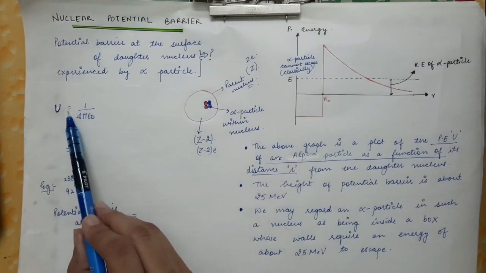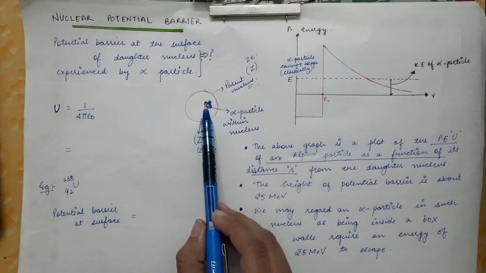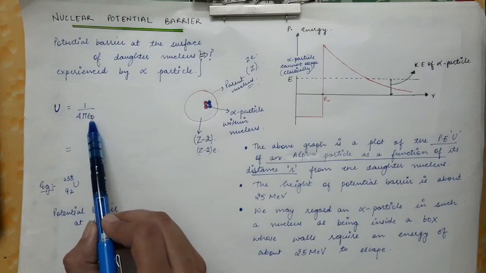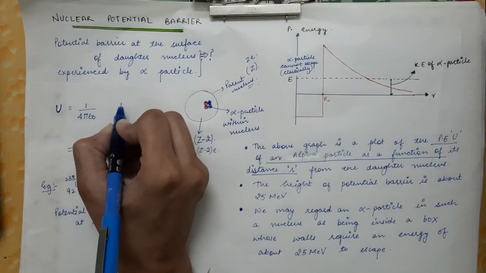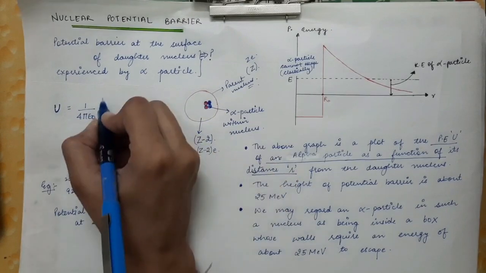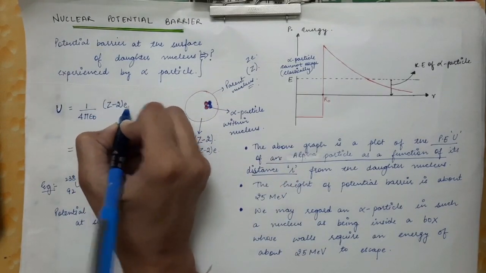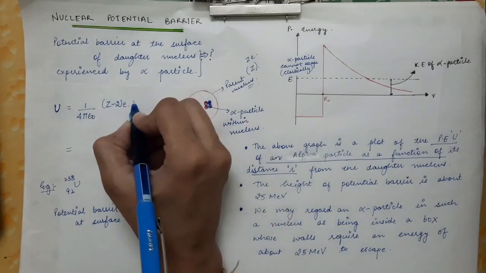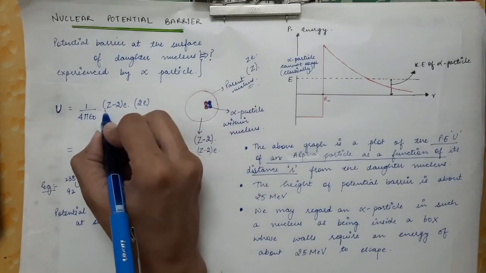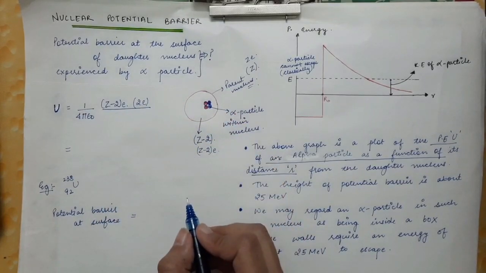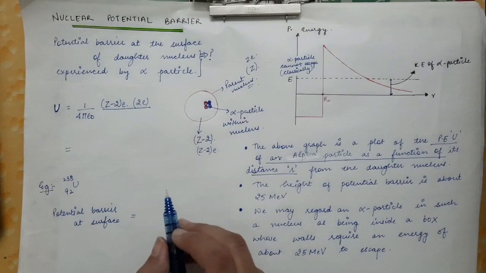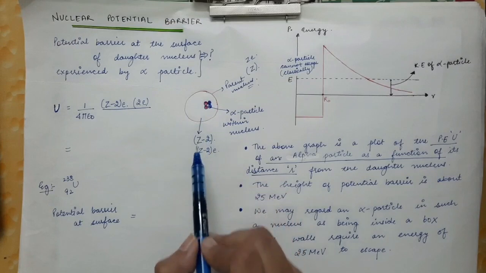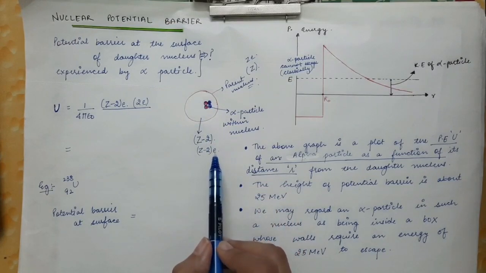So the potential energy which is experienced by this alpha particle due to the remaining charge on the nucleus will be equal to 1 by 4 pi epsilon naught Q1 into Q2. So the first charge is (Z minus 2) into E, and the other charge Q2, that is the charge on the alpha particle, is plus 2E, divided by the distance between the two charged bodies. The first charged body is the alpha particle and the other charged body is this (Z minus 2) into E.